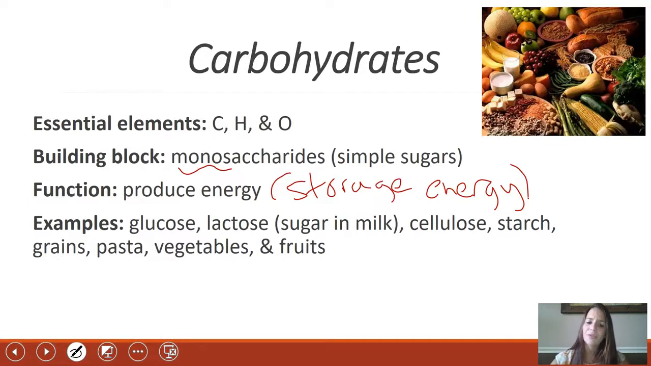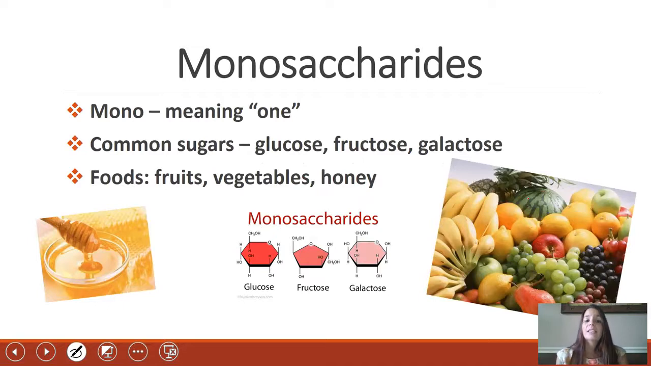Some examples of carbohydrates in general: glucose, lactose, which is the sugar in milk, cellulose, starch, grains, pasta, veggies, and fruits are all examples of carbohydrates. Let's break it down then into the different types of carbs.